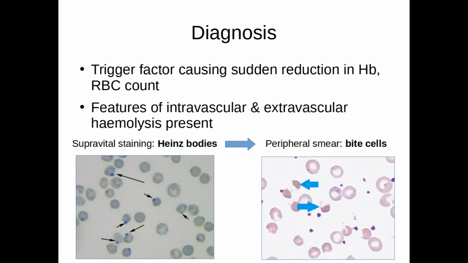When these RBCs with Heinz bodies enter the spleen through the circulation, the macrophages in the spleen will detect the denatured hemoglobin and eat the portion of the RBC where the Heinz body is present, giving rise to what are known as bite cells. So a portion of the RBC is bitten off by the macrophage. In the peripheral smear, a bite cell will look something like what you see in the image to the right. There are two arrows pointing at bite cells.